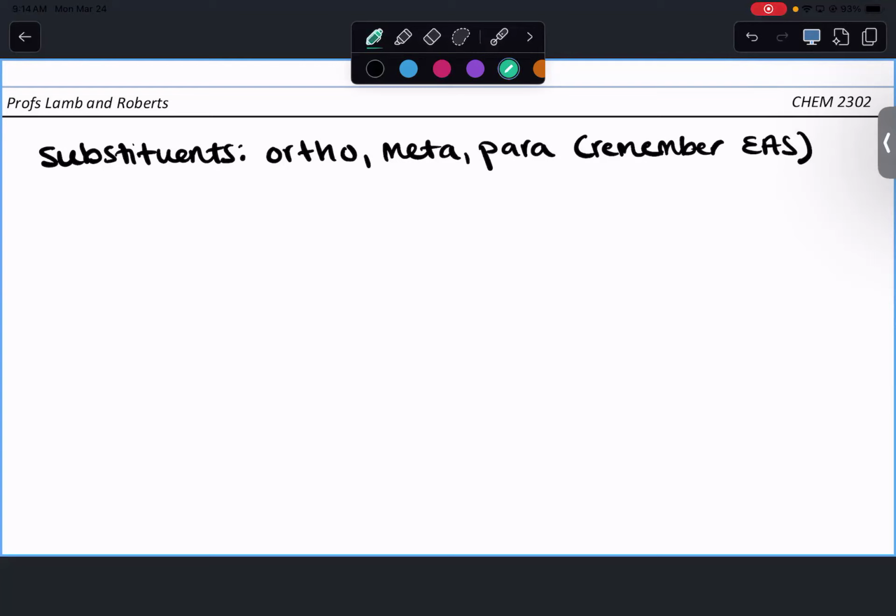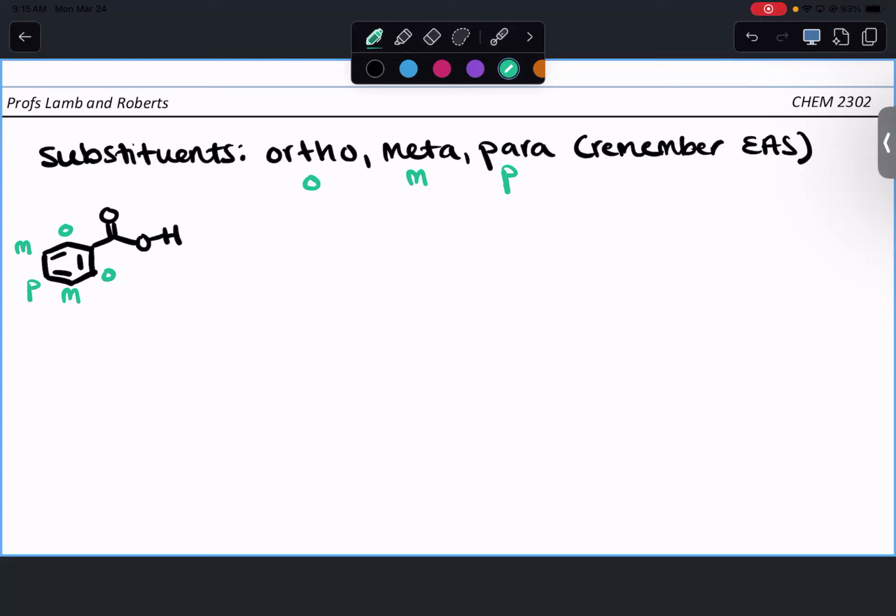Okay, so whenever we're thinking about something that's ortho, meta, or para substituted, remember these are relative terms to another substituent that is present on the ring. So here is just a nice and simple benzoic acid. Remember that the position next to the carboxylic acid is going to be ortho, then you have meta, and then finally you have para.